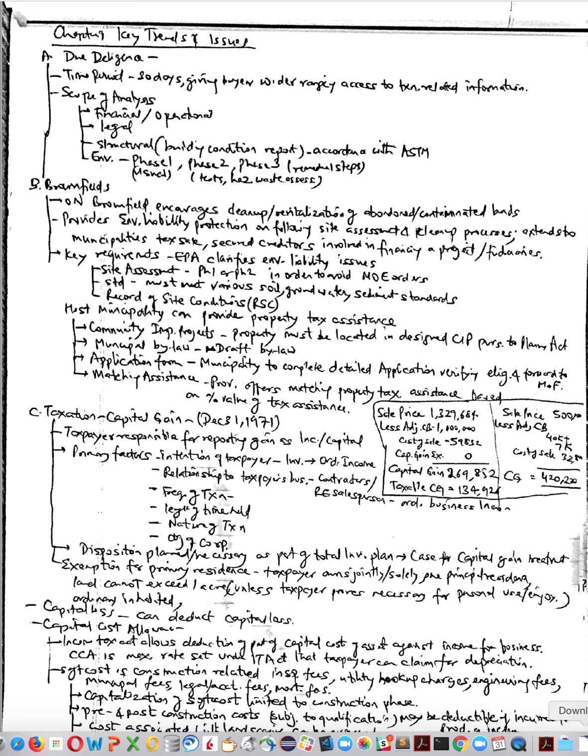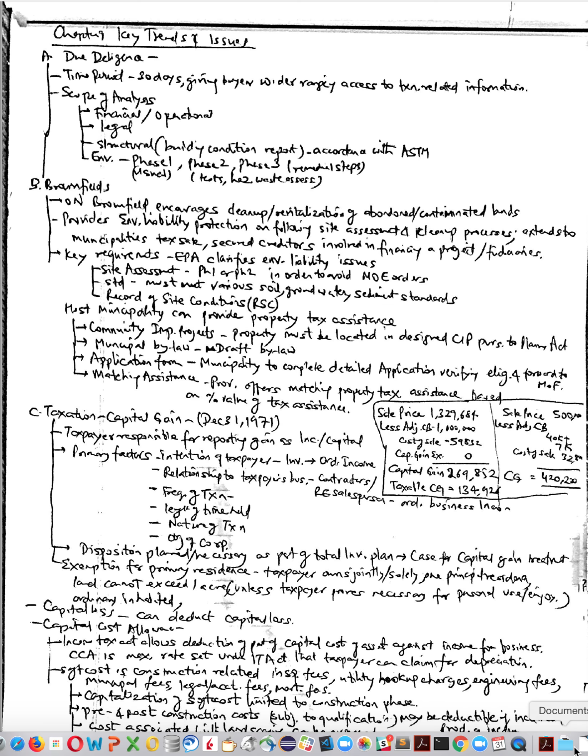Phase 1 is basically a visual inspection. Phase 2 is a more costly investigation involving various tests and hazardous waste assessment and also soil and water sampling. And phase 3 is remedial steps taken for the problems identified during phase 2. So that's all what due diligence would mean for most cases: financial, legal, structural, environmental.